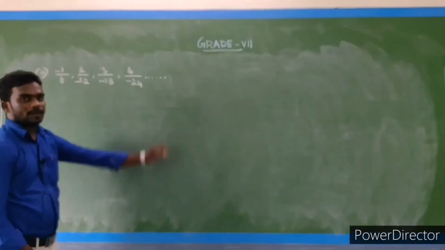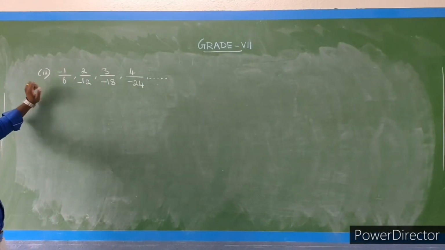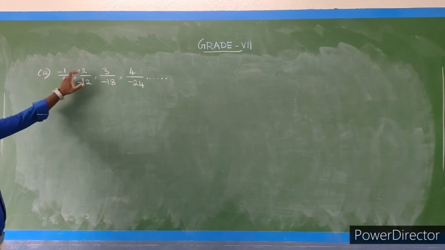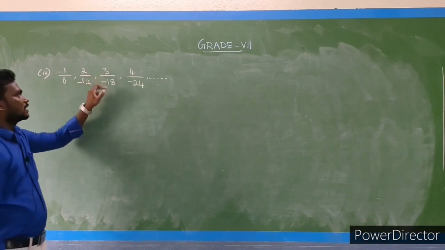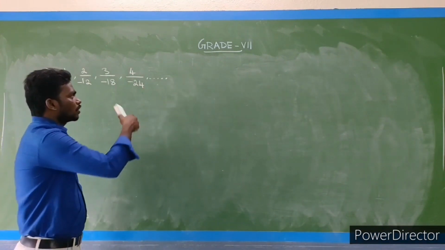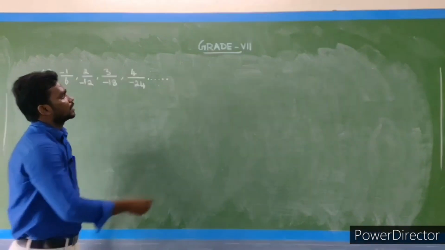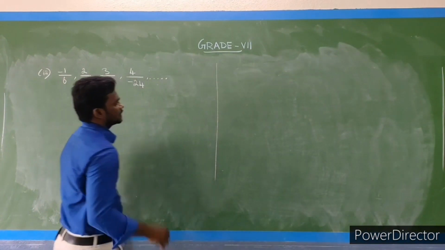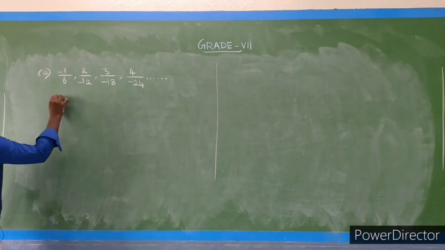Next, our third pattern. What is the third one? Third problem: minus 1 by 6, minus 2 by 12, minus 3 by 18, minus 4 by 24. We have to find the 4 more rational numbers in this pattern. So how to write this?